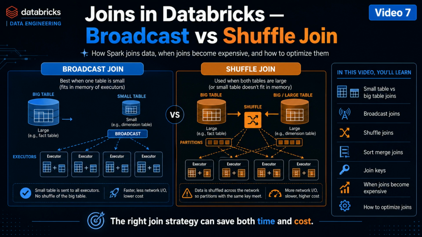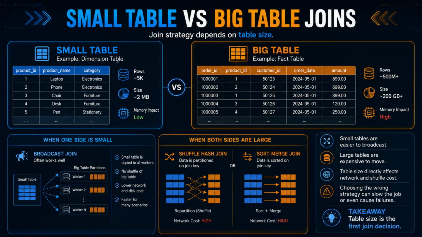In this video, we will compare broadcast joins, shuffle joins, sort merge joins, join keys, expensive join symptoms, and practical optimization tips. The first join decision is table size.